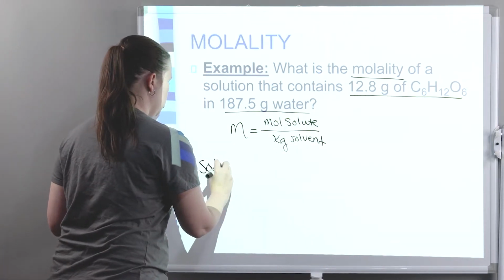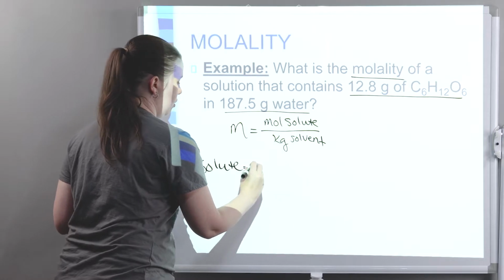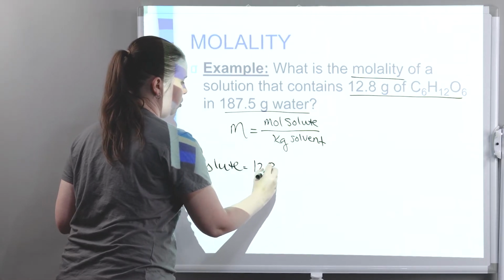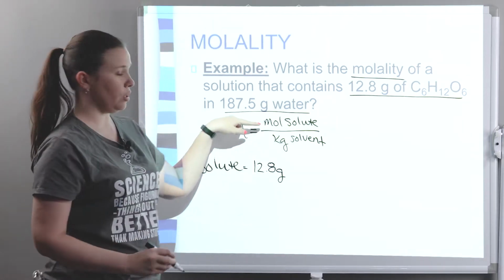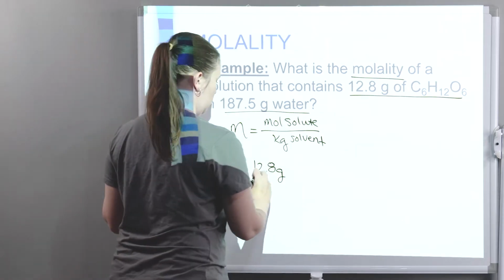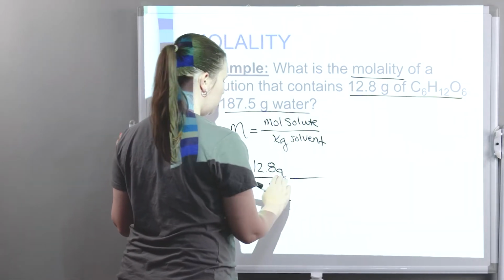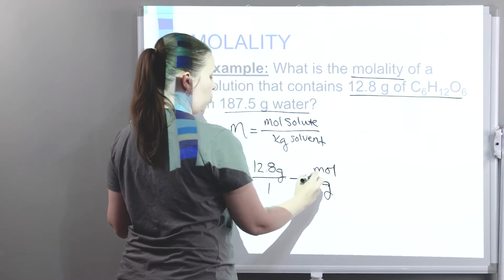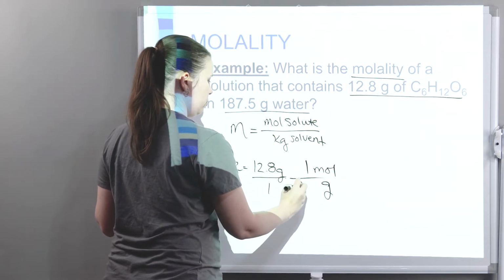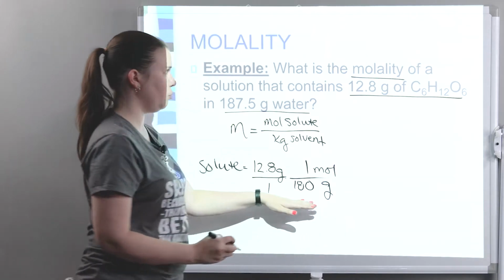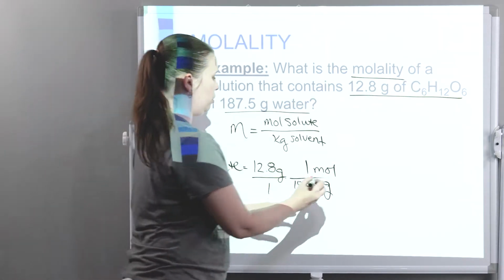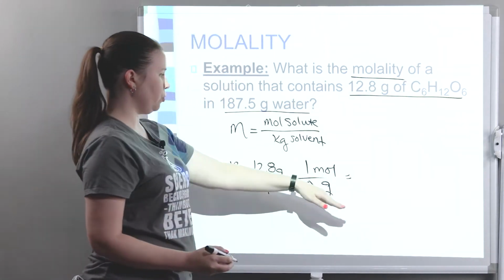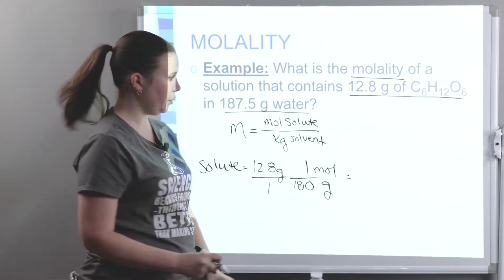So for the solute, we're going to take our 12.8 grams, and we need to convert it into moles. So gram will go on the bottom and mole on top. And 1 mole of regular sugar is equal to about 180 grams, the molar mass of regular sugar. So this is going to give us our moles that we can then plug into the top.